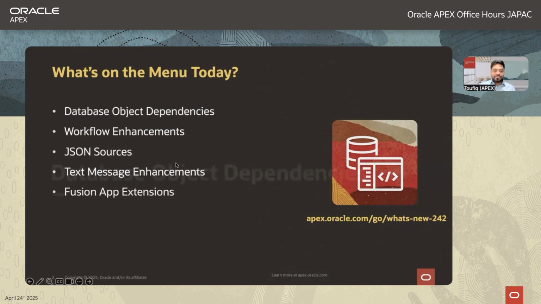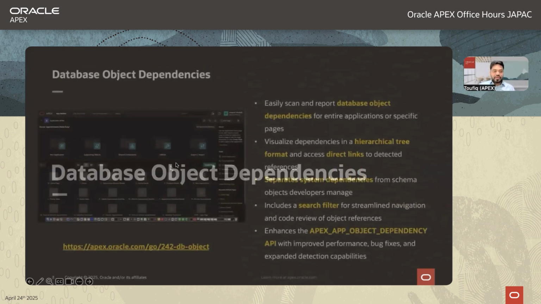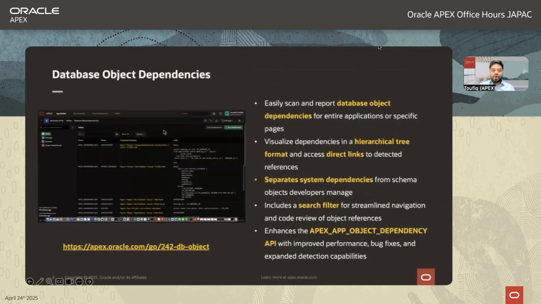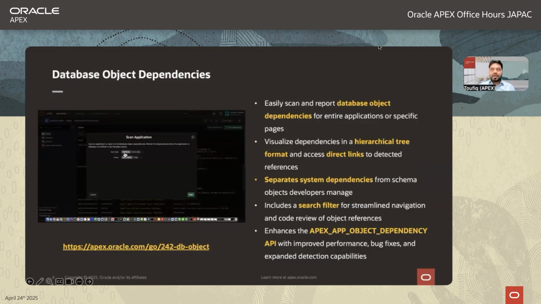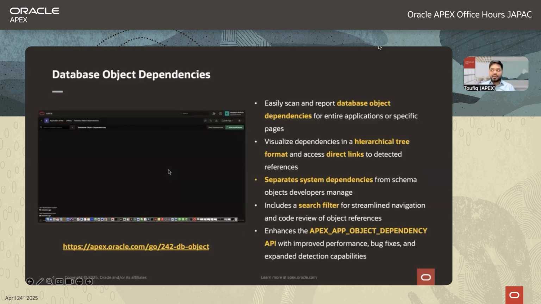With that, let's dive into the first feature, which is database object dependencies. So what is this feature? I'll first give you a background of where you can actually use this feature. Imagine you have a huge application which has references to multiple database objects, multiple packages, functions, database tables, etc.